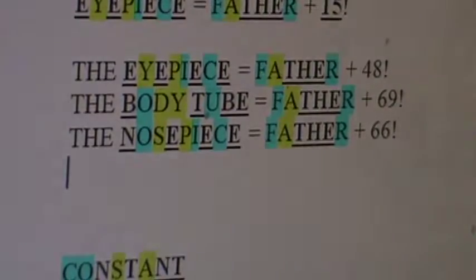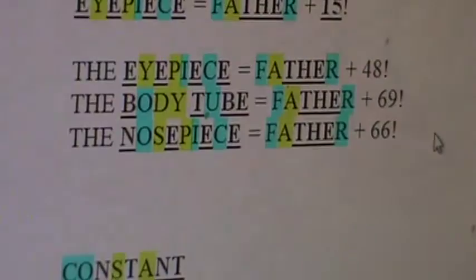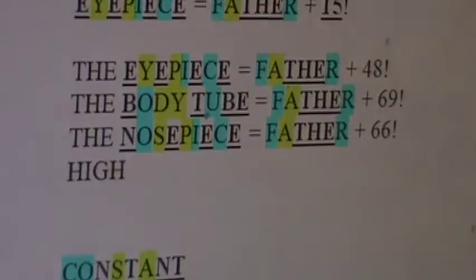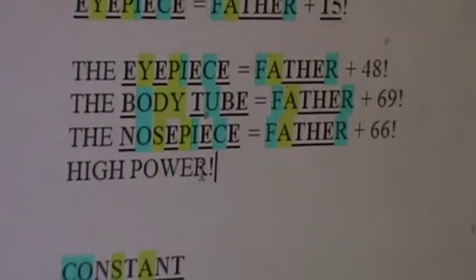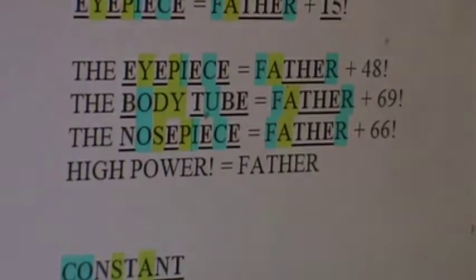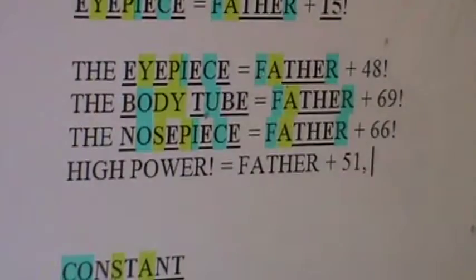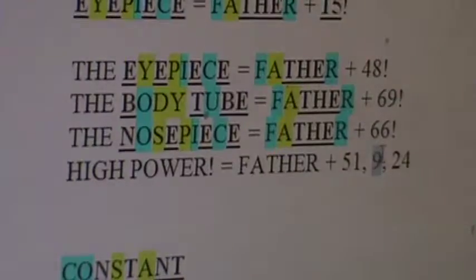You have low power. Then you have medium power. And then you have high power. You want the high power lens. Okay, so high power is flawlessly Father. Wow, letters and strokes divide by three. So high power by itself is 9 plus Father plus 51. But I wanted to mention the fact that it's 9 letters and 24 strokes, just like Father is 6 letters.